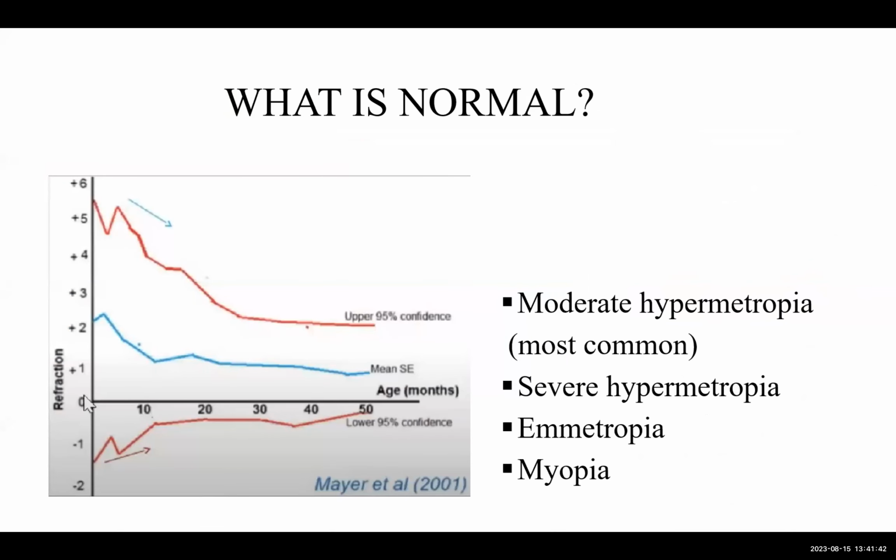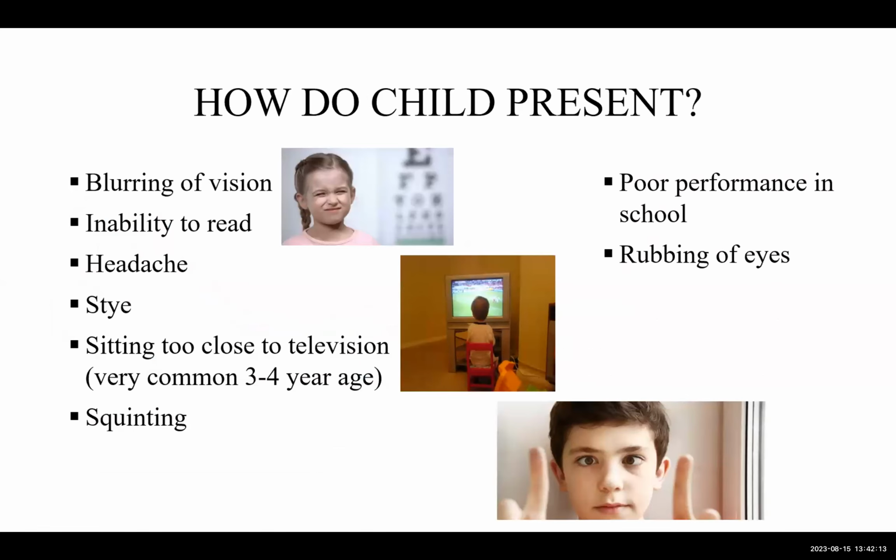So what is normal? In this graph, we can see the age in months on the x-axis and refraction on the y-axis. The mean refractive error at birth is plus 2.25 and it can vary from plus 5.5 to minus 1.5. So one can be born with moderate hypermetropia, which is most common, severe hypermetropia, emmetropia, and myopia. In the first 2 to 6 months, the visual development is rapid, and the child attains 6/6 vision by the age of 6 years.